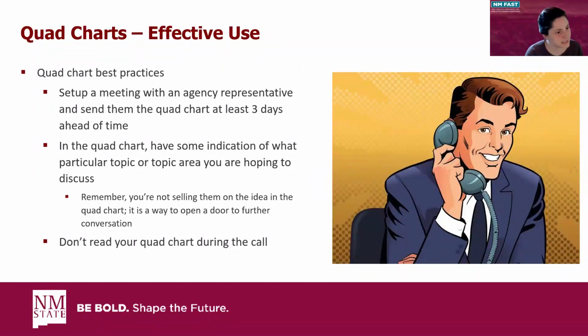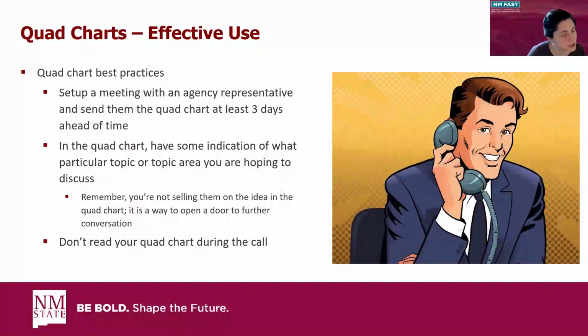Awesome. And at the end of this webinar, we'll briefly chat about effective uses of quad charts, but the best way to use them is as you're setting up meetings with agency representatives, especially within the SBIR and STTR programs. You set up a meeting with an agency representative and you send that quad chart over to them at least 3 days beforehand. The quad chart should have some indication of what topic or topic area you're hoping to discuss. They should be able to look at that quad chart and pinpoint what direction you're going after and what topic you're going to be exploring.